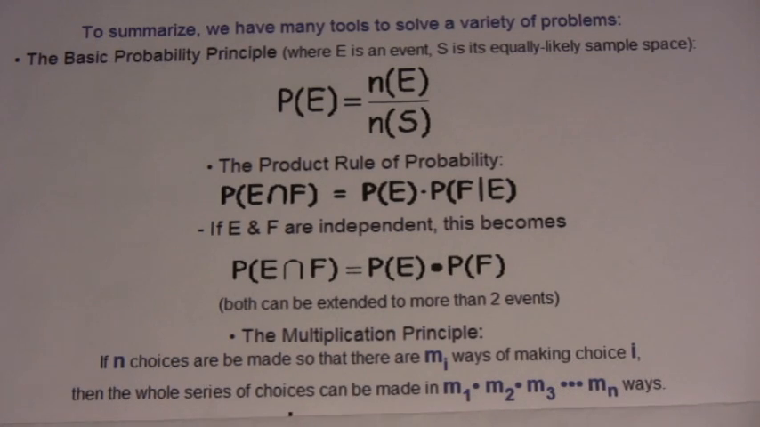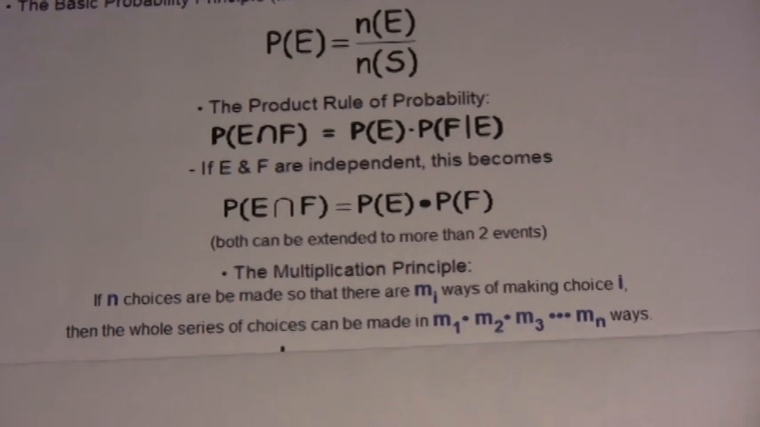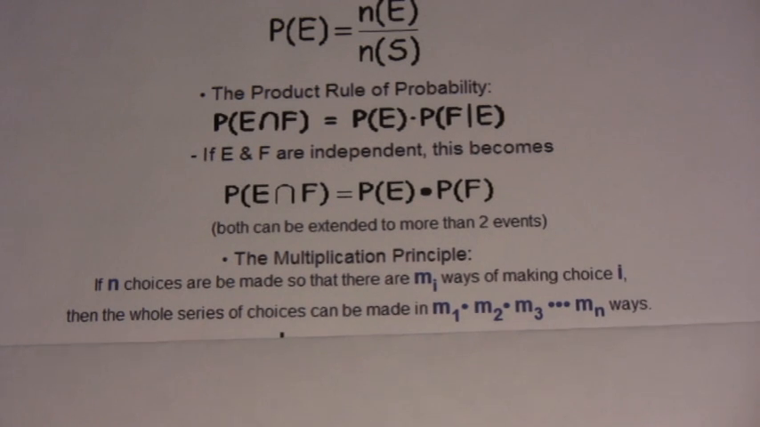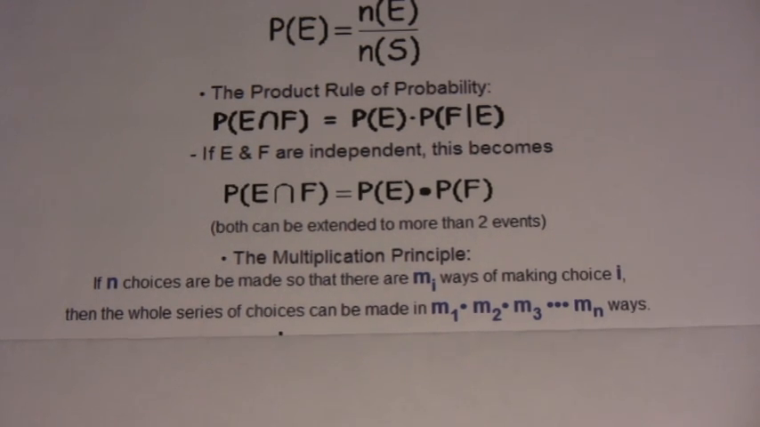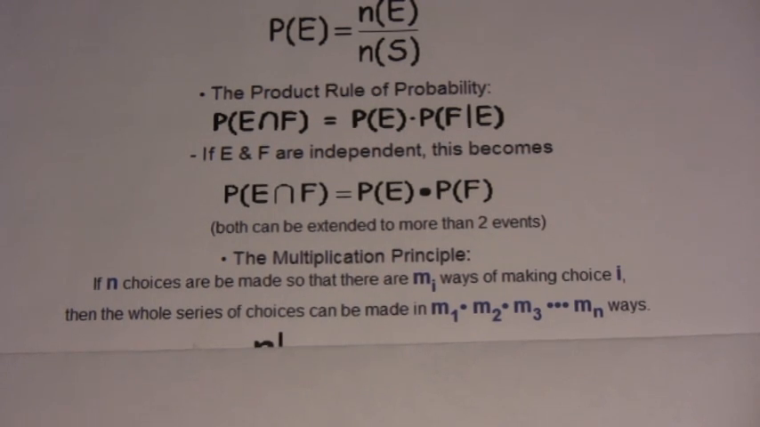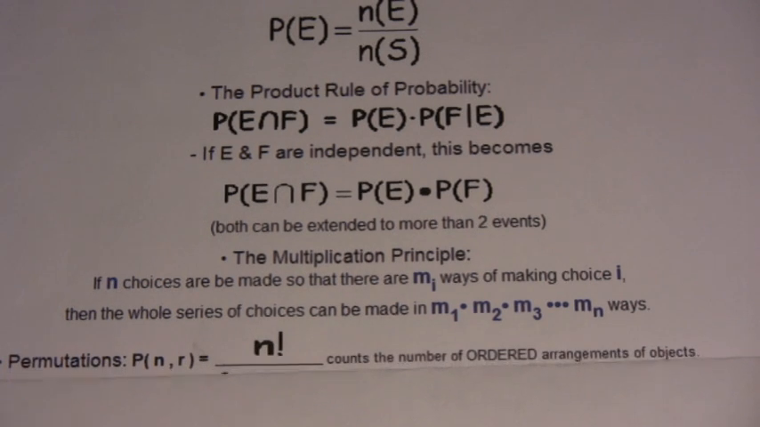The multiplication principle simply says that if n choices are to be made so that there are m sub i ways of making choice i, then the whole series of choices can be made in m sub 1 times m sub 2 times m sub 3 all the way out to m sub n number of ways. In other words, if you're making a whole series of choices and the m sub i's count how many ways you can make each of those individual choices, then the whole series of choices together can be made in the number of ways represented by the product. And again, you already know this.